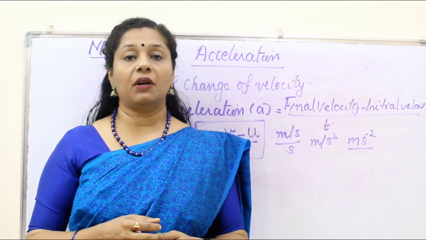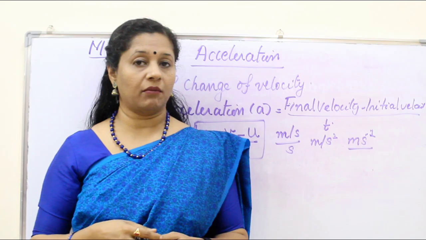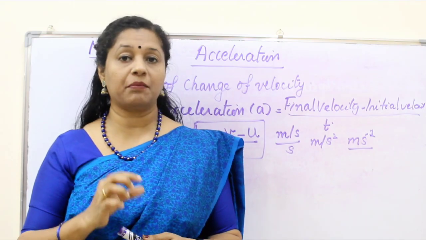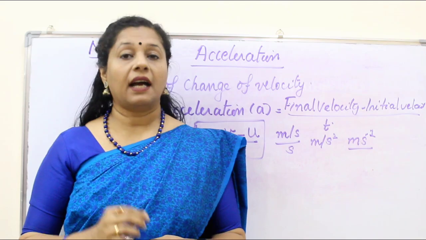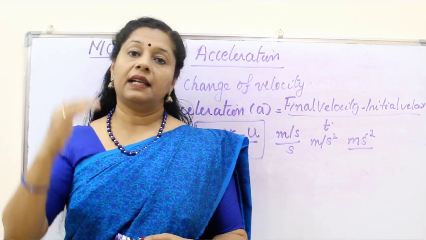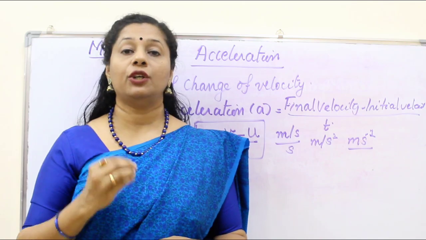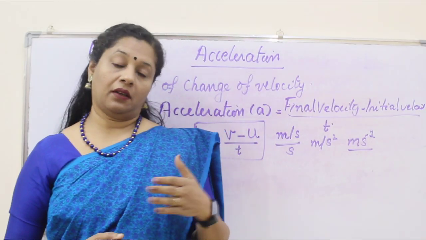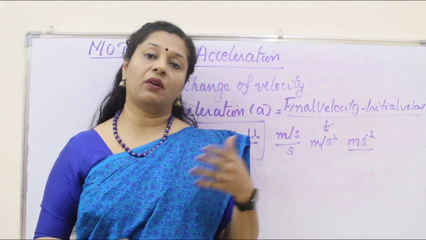A typical example of this is again a freely falling body, because I told its velocity is increasing at a constant rate, 9.8 meter per second. And also if a ball is moving through an inclined plane, that also will show some kind of uniform acceleration. But think about a car moving on a straight road, or an auto rickshaw or a cycle.